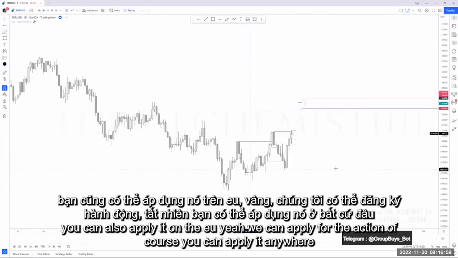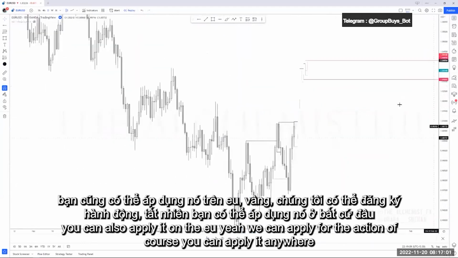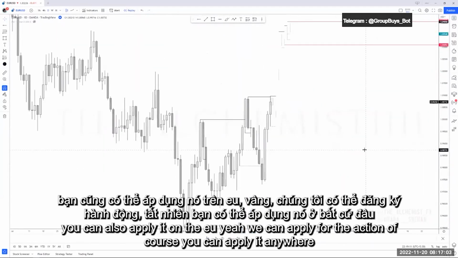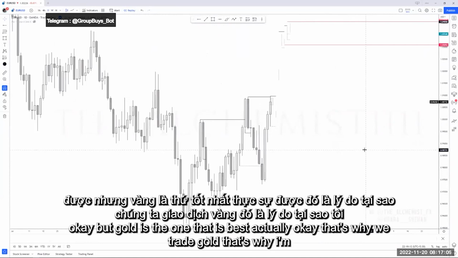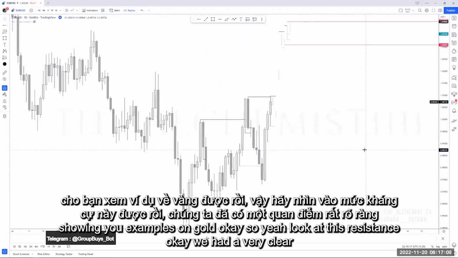You can also apply it on the EU. Yeah, we can apply it for direction. Of course, you can apply it anywhere, but gold is the one that is best actually. That's why we trade gold. That's why I'm showing you examples on gold.